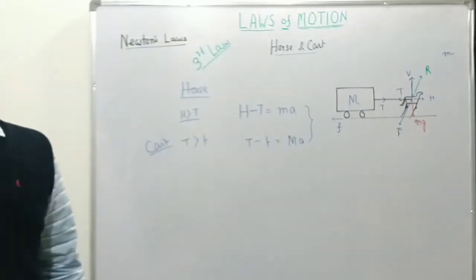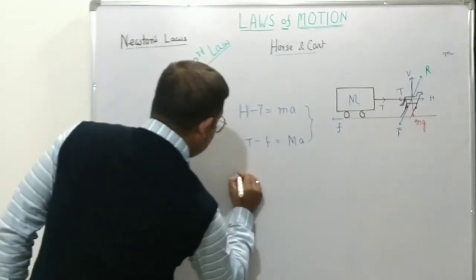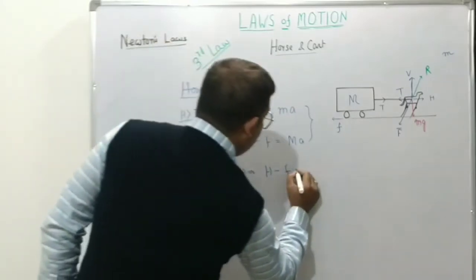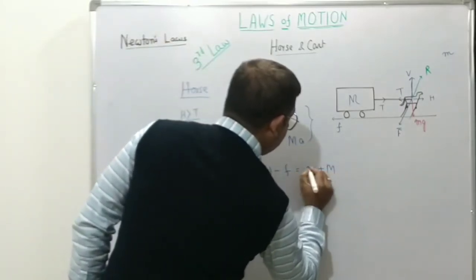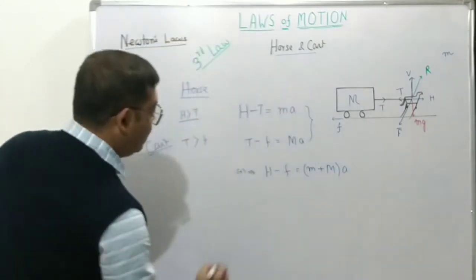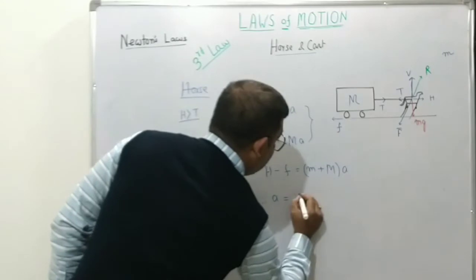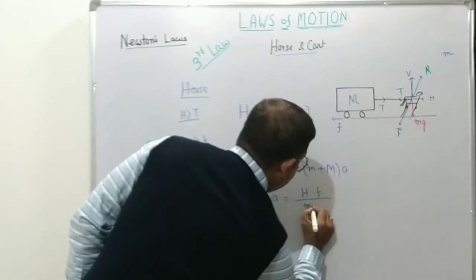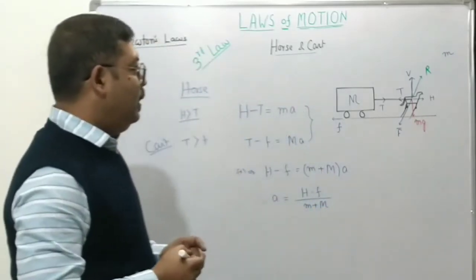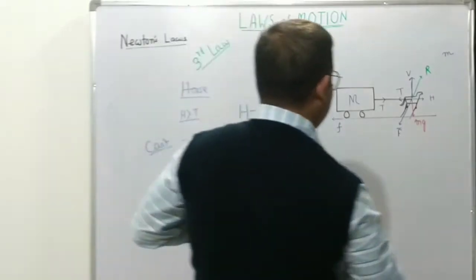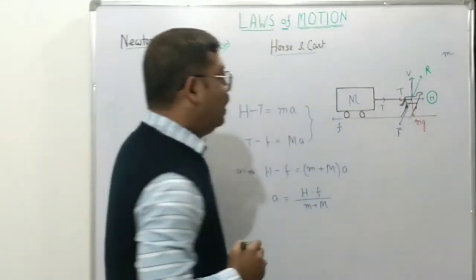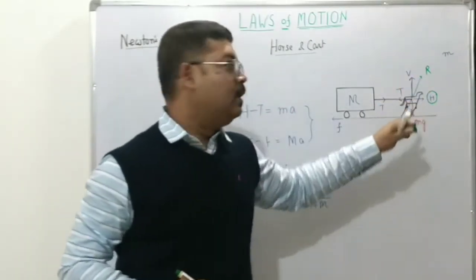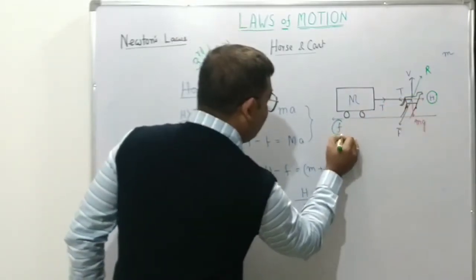Now if we add these two equations, what do we get? The sum of the equations will give us H minus F, because T and T will cancel out, equal to (m plus M) into the acceleration. Therefore, the acceleration is given by (H minus F) divided by (m plus M). That is to say, the acceleration of the cart depends on the horizontal component of the reaction force to the horse's force, which is of course equal to the force exerted by the horse, and the force of friction.